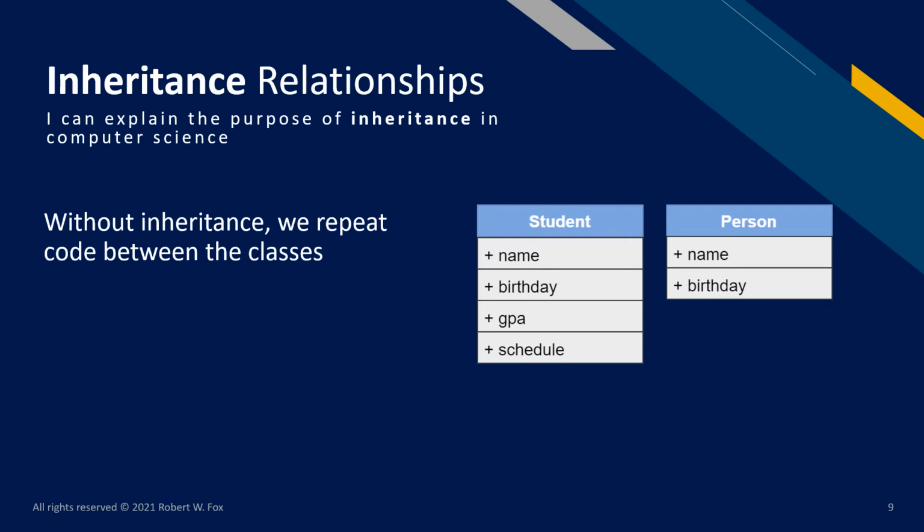Without inheritance, my classes are going to have repeated code. We have a person with a name and a birthday as instance variables, and then we have a student. And a student is a type of person, but then we have to duplicate that name and birthday instance variable and all the setter and getter methods that go along with it.